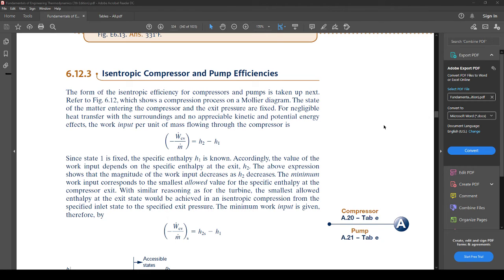Then it says, since state 1 is fixed, the specific enthalpy H1 is known. Accordingly, the value of the work input depends on the specific enthalpy at the exit, H2. The above expression shows that the magnitude of the work input decreases as H2 decreases. The minimum work input corresponds to the smallest allowed value for the specific enthalpy at the compressor exit. With similar reasoning as for the turbine, the smallest allowed enthalpy at the exit state would be achieved in an isentropic compression from the specified inlet state to the specified exit pressure. The minimum work is therefore given as this.